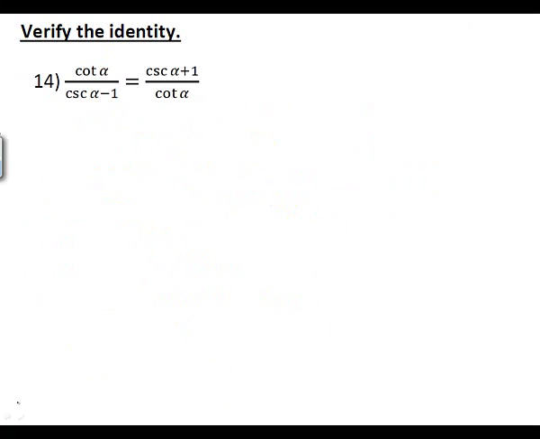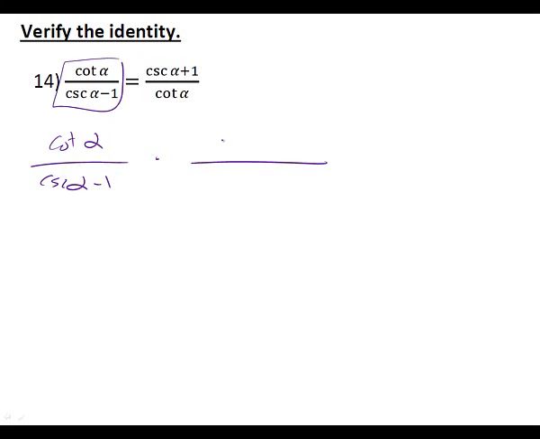All right. So 14, we're verifying again. I do see a denominator with a something minus 1. I'm going to choose to use this side first, and I'm going to multiply by the conjugate. So cosecant alpha minus 1, and I'm going to choose to multiply by the conjugate. What is the conjugate? Cosecant alpha plus 1. Good.